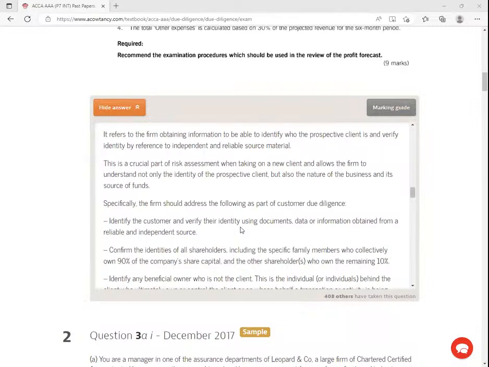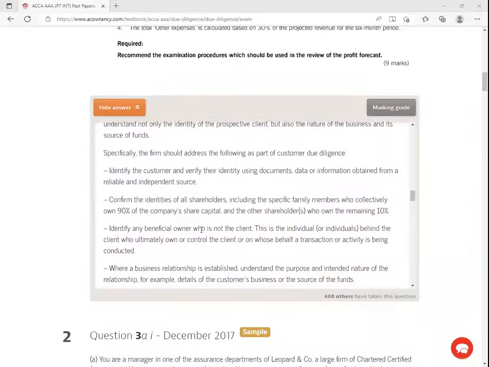Confirm the identities of all shareholders, including specific family members. Leave the percentages out. You must go to the registrar of companies and ask who are the directors of RCM Online College. Identify any beneficial owner.